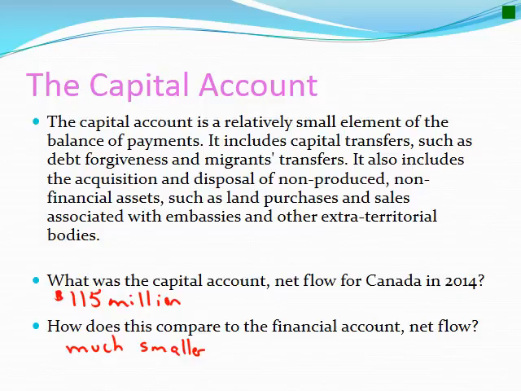I don't have this data. Okay, so if you have the tables, you could look up the capital account, the net flow for Canada in 2014. Actually, I do have that. It is $115 million, so relatively a small account. And how does this compare to the financial account? It's much smaller.